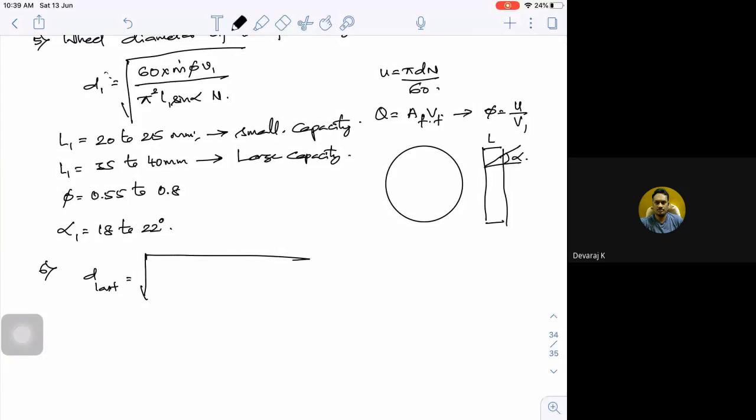Psi comes into the picture. So psi is V1 over root 2gh. What is this actually? This is your V1. So that particular thing is V1. Your Vf has some impact with respect to V1, so I need to consider what is called your flow ratio.